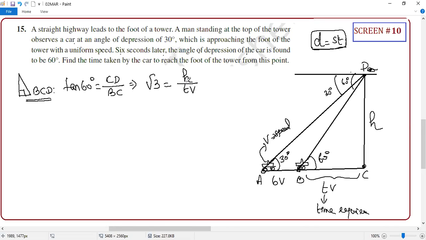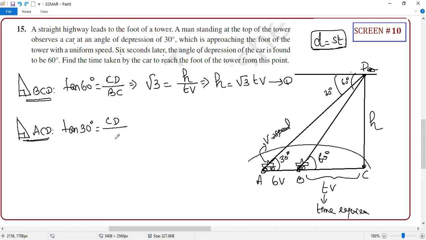Now, guys, tell me what is H? H equal to √3 into TV. Make it as equation number 1. Now coming to the other side. The next triangle is ACD. Correct or not? And tan which degree? 30 degree. Same opposite side, CD. But the adjacent is not BC, it is not AB, please, guys, it is AC. So now tan 30 equal to what?